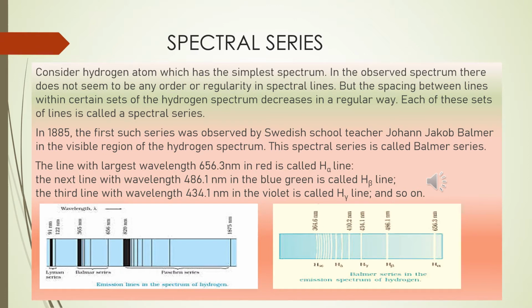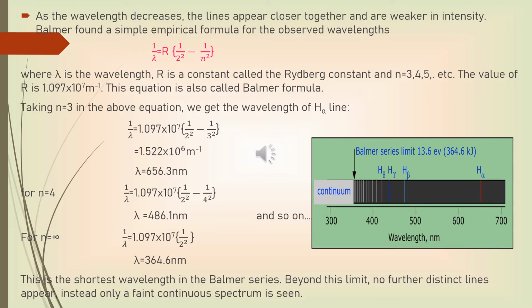The line with the largest wavelength, 656.3 nanometer in red, is called the H alpha line. The next line with wavelength 486.1 nanometer in the blue-green is called the H beta line. The third line with wavelength 434.1 nanometer in the violet is called the H gamma line, and so on. As wavelength decreases, the lines appear closer together and were found weaker in intensity.